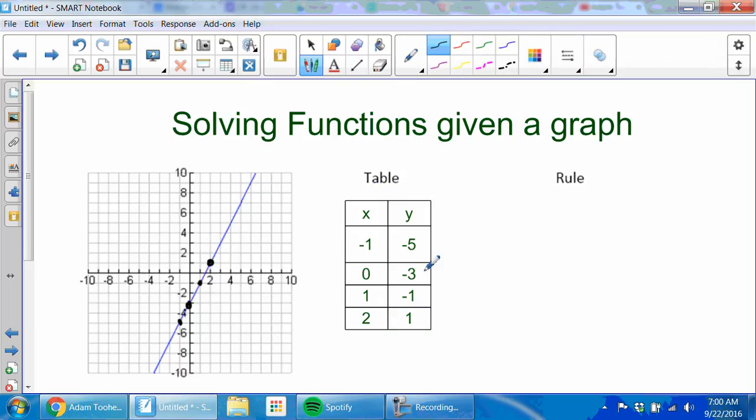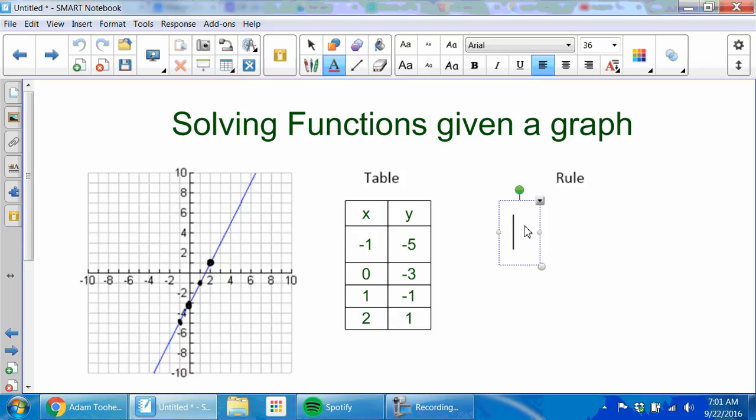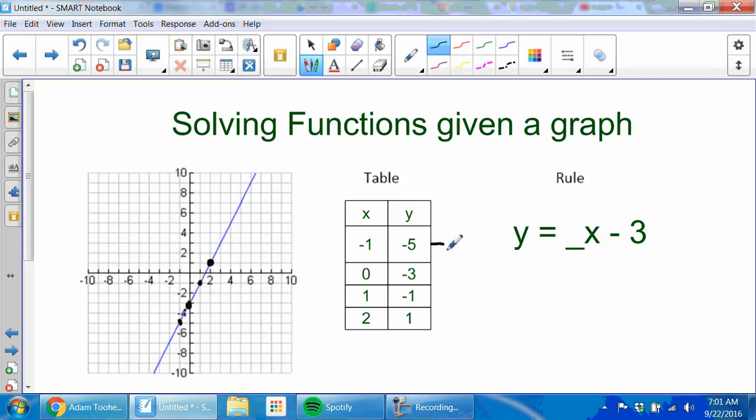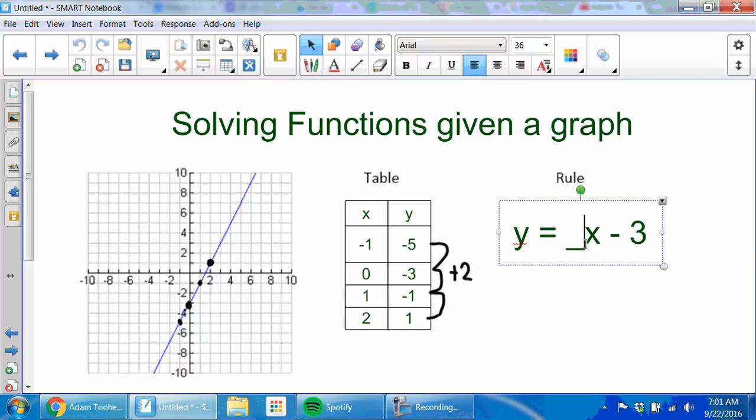Now my strategy to make my rule is whenever x is 0, whatever y is, that tells me what I add and subtract. So I know I'm going to have y equals blank x something minus 3. I just got to figure out what this blank is. In order to find that blank, I see what these numbers are going up or down by. It looks like they're all going up 2. If they're going up 2, that means I'm going to multiply by 2. So this number in front of x is going to be 2x minus 3.